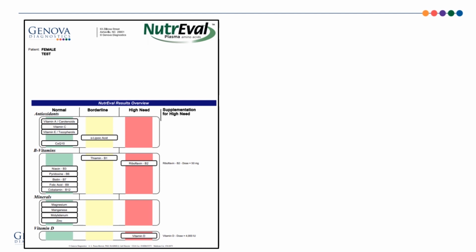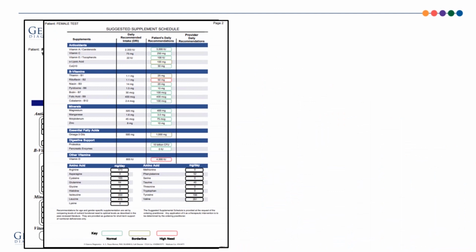We start with the results overview. This gives us a good, clear look at some of the findings and is the beginning of pattern analysis in terms of determining what are the headlines. The suggested supplement schedule are the recommendations provided by the algorithm. Of course, the doctor is always going to take these into account along with the clinical presentation.